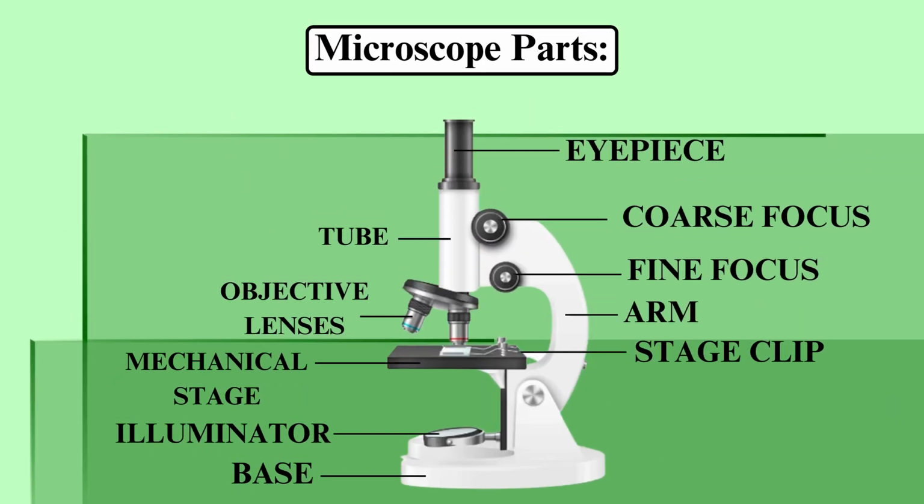Now we'll talk about the parts of the microscope. When we are going to study, the eyepiece, coarse focus, fine focus, arm, stage clip, base, illuminator, stage, mechanical stage, lens, objective, and tube.